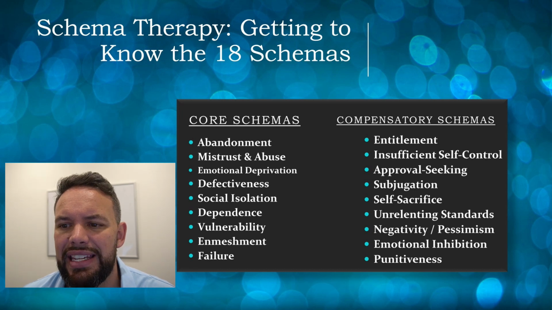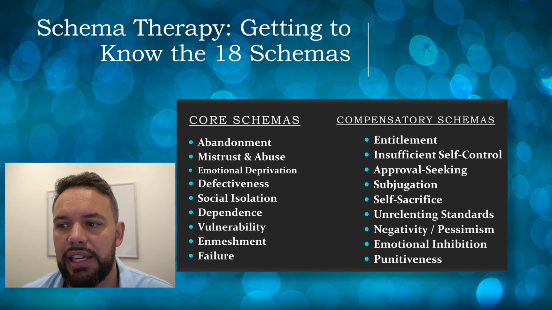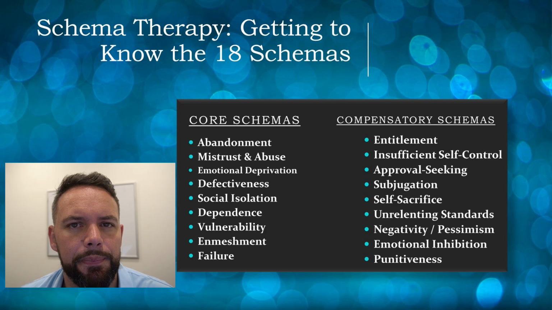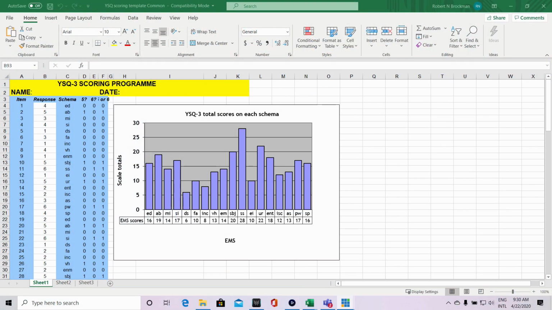Okay, so it's measuring the 18 early maladaptive schemas formulated in Jeffrey Young's model. And here you can see this includes the first 9 core schemas, as well as the second 9 schemas that might be thought of as being a bit compensatory. Okay. Now the next thing I want to show you, if we get straight to it, is how you are going to score this up.